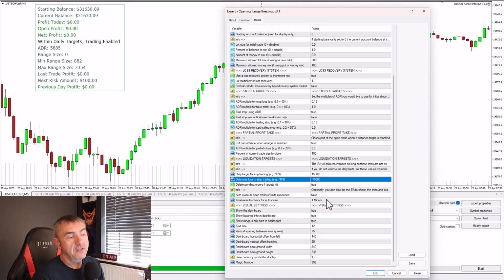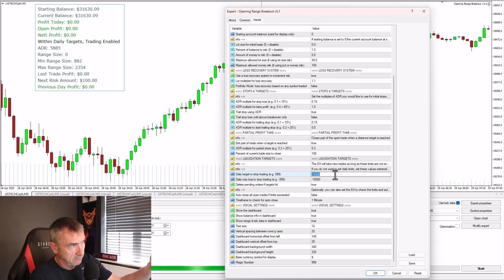Okay, so it's for those that want to use prop. The default set here is 15,000 positive and 15,000 negative. The idea being is that we're not using them. So if you don't want to use these, you would set them at a very high figure that your P&L is never going to reach. So for me, obviously trading on a roughly $30,000 account here, it's not going to hit $15,000 in profit or drawdown. If it does, I'm in big trouble. So that's where that is set as default.